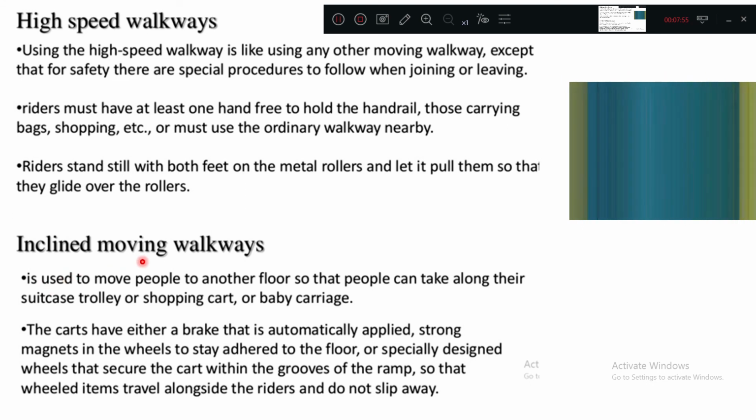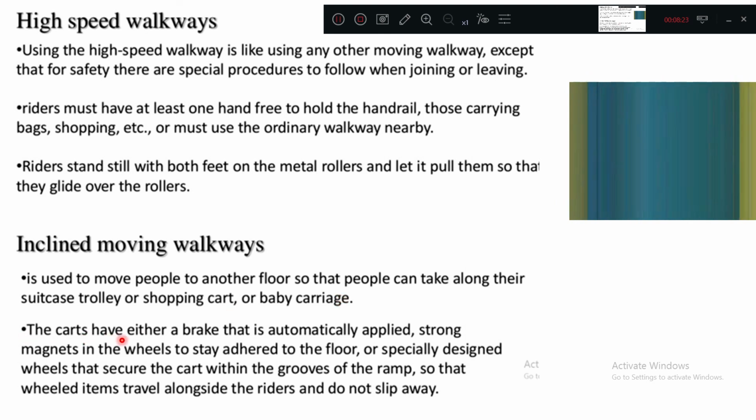Inclined moving walkways. What do you mean by this? It is used to move people to another floor, so that people can take suitcases, trolleys, shopping carts, and baby carriages. So these are inclined ones, from one floor to another floor, so people can take their luggage or baby carriage.